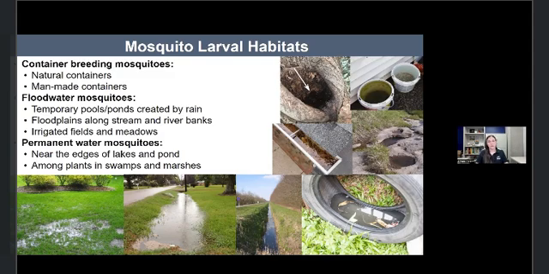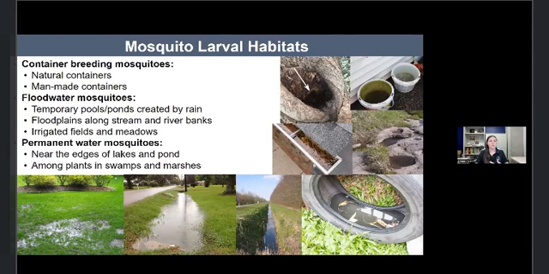We also have floodwater mosquitoes, which will lay their eggs in temporary pools or ponds that are created by rain. So if you have, for example, a place in your yard that holds water after it rains, that would be a great habitat for a floodwater mosquito to lay their eggs. So if you notice in your yard that you have a lot of mosquitoes out after it rains and you have that wet place in your yard, that's probably where they're coming from.